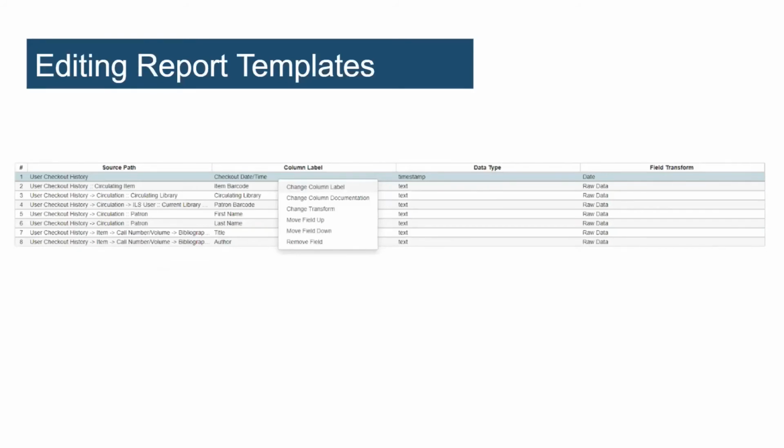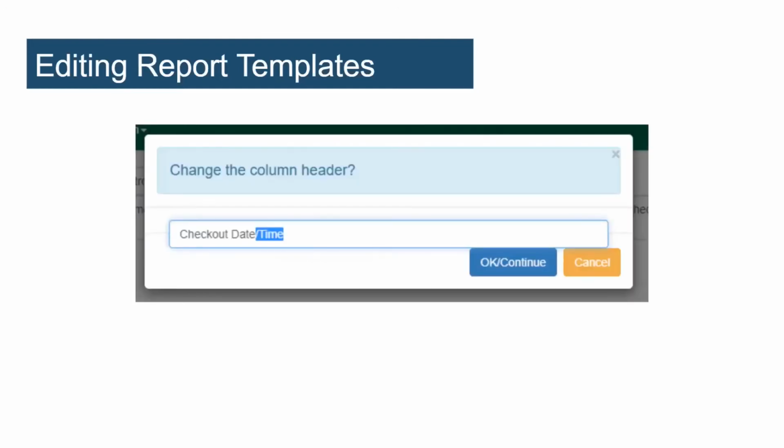Now that you've changed the transform, we should do the responsible thing and update the column label as well. This way, people who use the template after us will know that this is only a date field. In your display fields, right-click the checkout date time and select Change Column Label from the pop-up. Delete the word time from your column header and hit OK. Now we're done with our first objective. It's super easy so far.